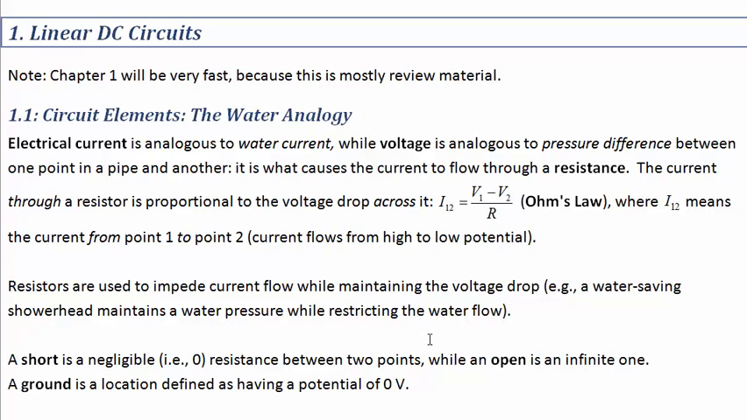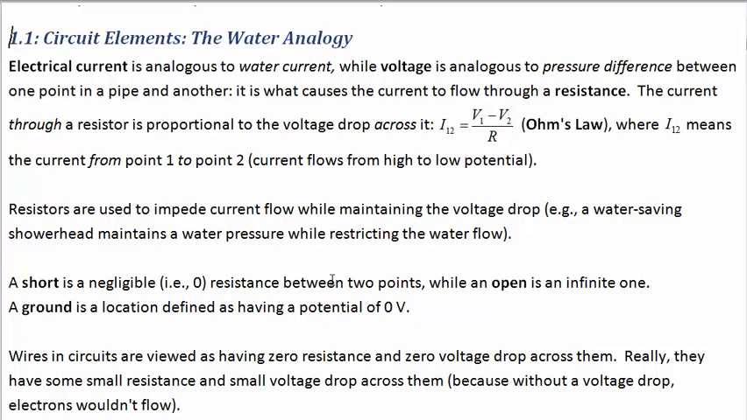Okay, getting right into the material, linear DC circuits. Chapter 1 is going to be very fast because this is mostly review material. Circuit elements, the water analogy. So electrical current is kind of like water current, and voltage is like a pressure difference between one point in a pipe and another, in that voltage is what causes current to flow, and there's always some resistance in an electrical circuit, just like in a water pipe, unless we get into superconductors, but let's ignore that for now.